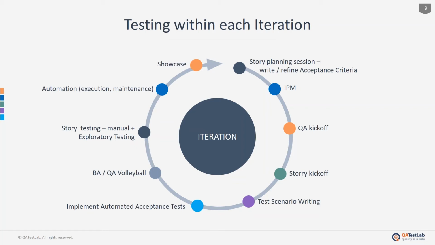First of all, it's story planning session. Write or refine acceptance criteria. The planning for the iteration starts at least an iteration before the current one. Example, if you are currently in iteration 2, the planning for this iteration has happened at the latest in iteration 1. In this step, the QA or QA team should work with the business analyst to understand the story and help write the acceptance criteria.